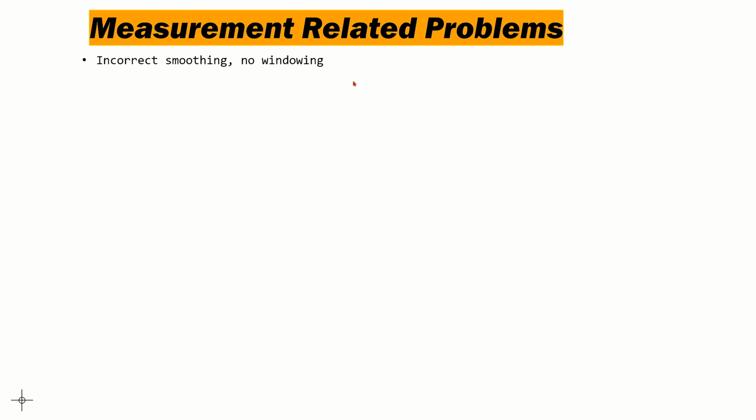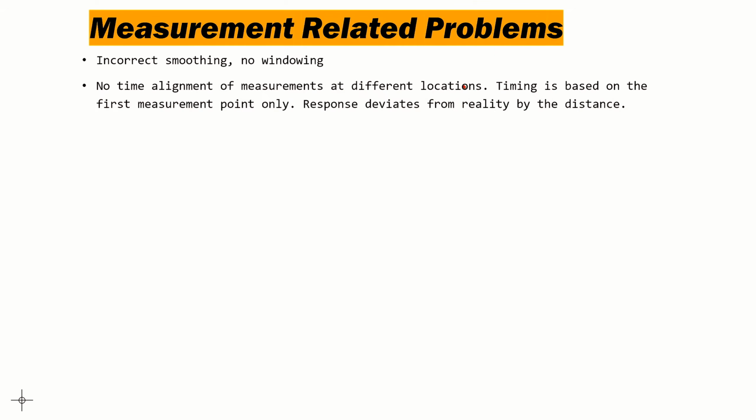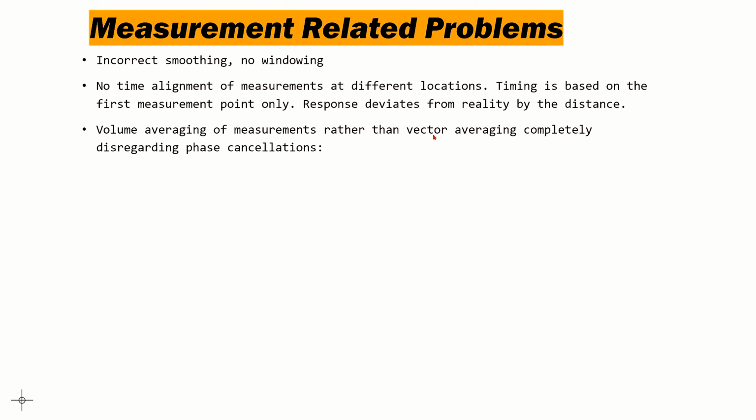Now the measurement related problems. We mentioned incorrect smoothing and no windowing. When it takes measurements at different locations, like for XT32, 8 different locations. For Dirac, it's like 9, I think. And there is no correct time alignment of measurements for different locations. Timing is based on the first measurement point. That's it. The response deviates from reality by the distance between different measurement points. That's why people tend to keep the microphone close to the original measurement point during the other measurements to get a proper correction. Volume averaging of measurements rather than vector averaging of measurements, completely ignoring the phase cancellations.